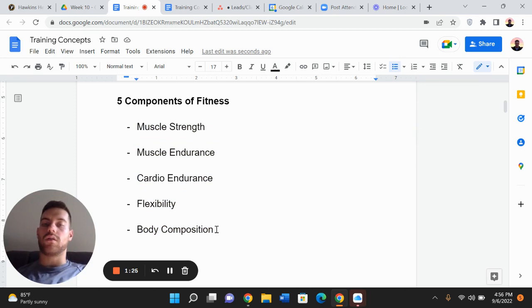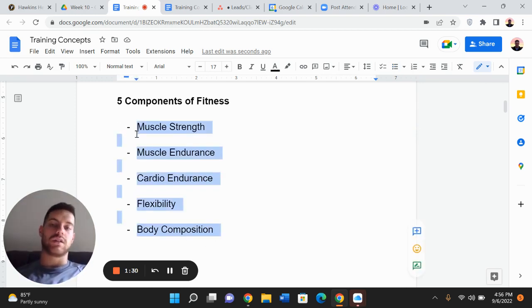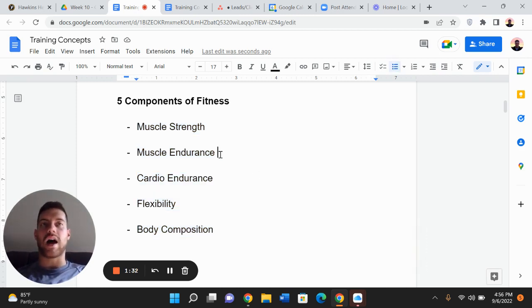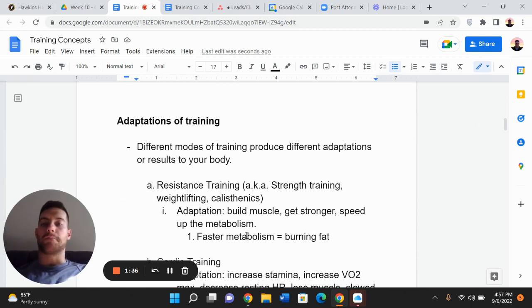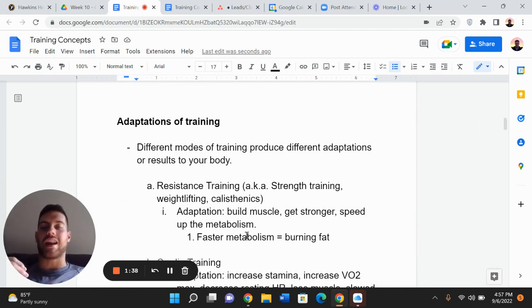So those are the 5 components of fitness. Basically, if you were to call somebody fit, they would have these things, right? Somebody who is not very fit does not have a majority of these things. So moving on to the next thing, which is the adaptations of training.